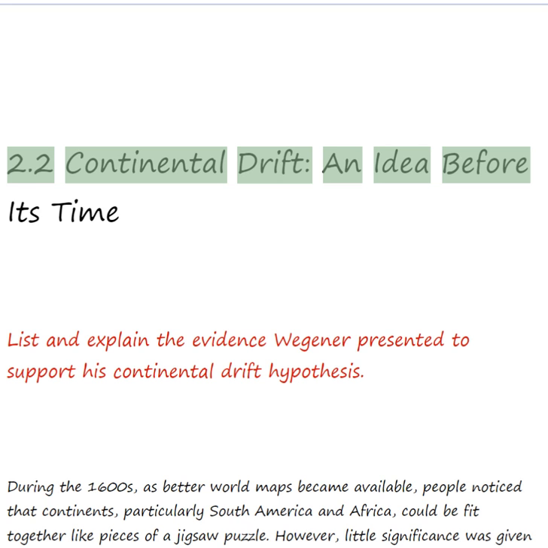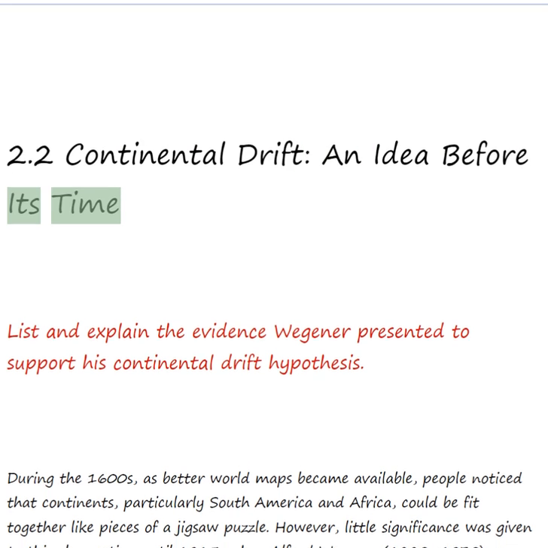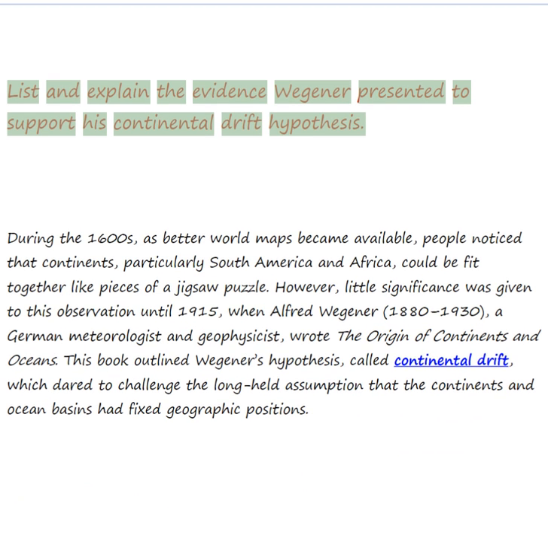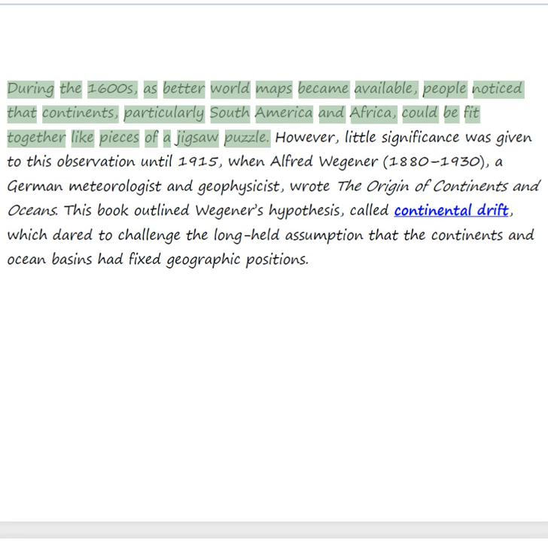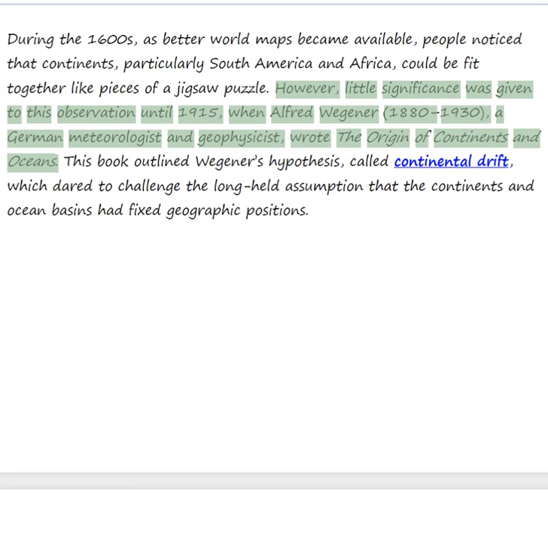2.2 Continental drift, an idea before its time. List and explain the evidence Wegener presented to support his continental drift hypothesis. During the 1600s, as better world maps became available, people noticed that continents, particularly South America and Africa, could be fit together like pieces of a jigsaw puzzle. However, little significance was given to this observation until 1915, when Alfred Wegener, a German meteorologist and geophysicist, wrote The Origin of Continents and Oceans.